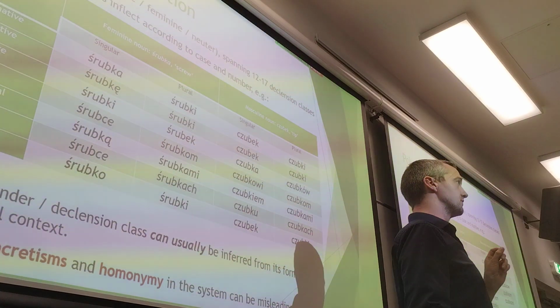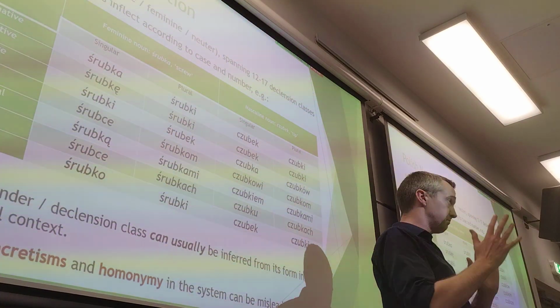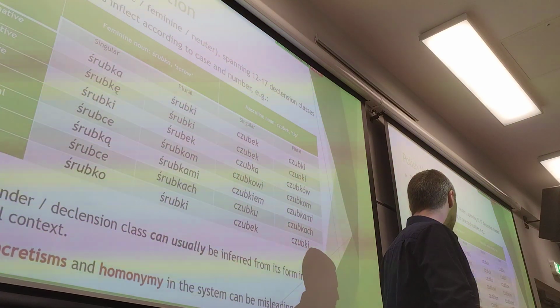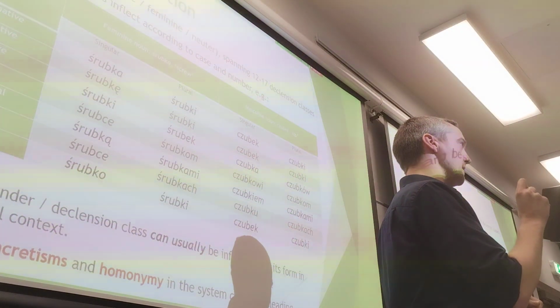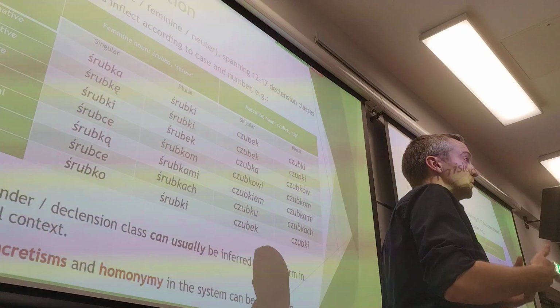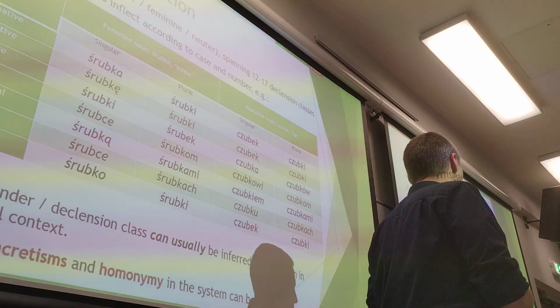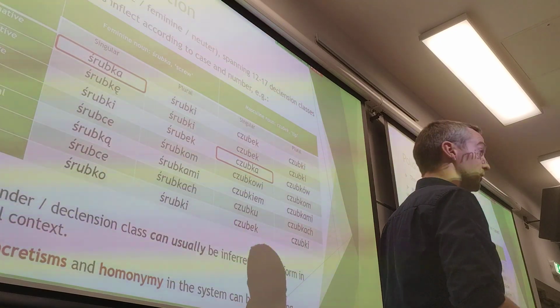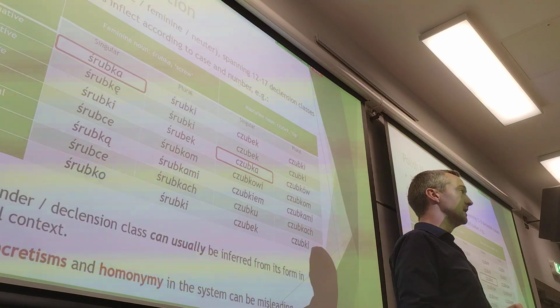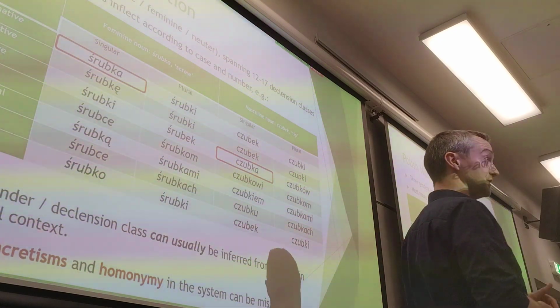This is where the problem starts though, because Polish, alongside many other languages, has syncretisms. That means a particular form could be in more than one case, it could be in more than one number, and in this case, it could be more than one gender as well. So you could make the wrong inferences, if you like.